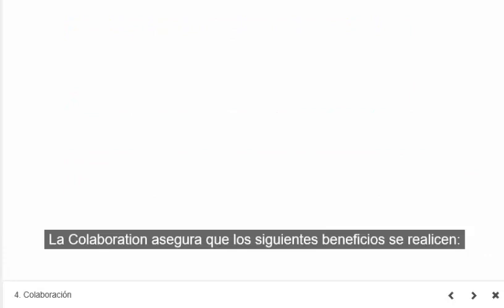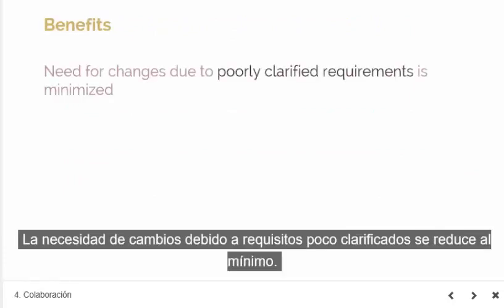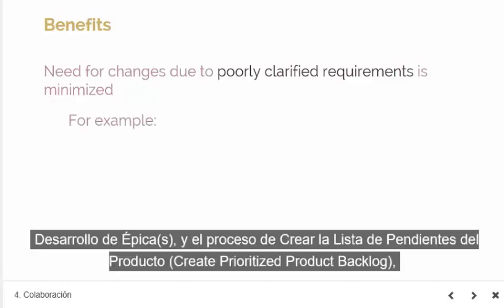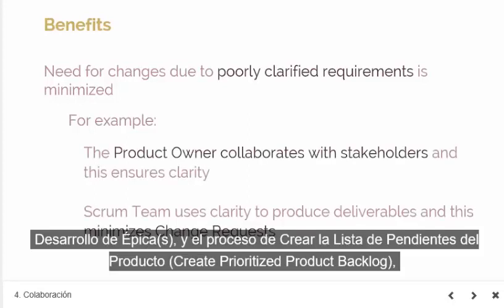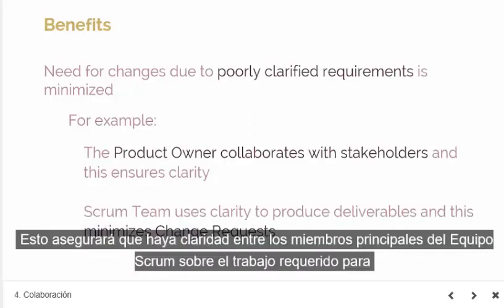Collaboration ensures that the following benefits are realized. The need for bringing about changes due to poorly clarified requirements is minimized. For example, during the Create Project Vision, Develop Epics, and Create Prioritized Product Backlog processes, the product owner collaborates with stakeholders to create the project vision, epics, and prioritized product backlog, respectively. This will ensure that there's clarity among Scrum core team members on the work that's required to complete the project.